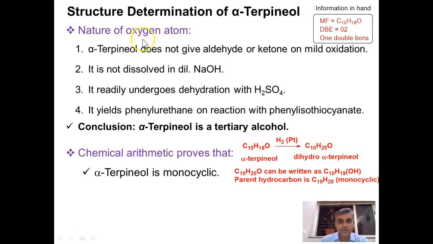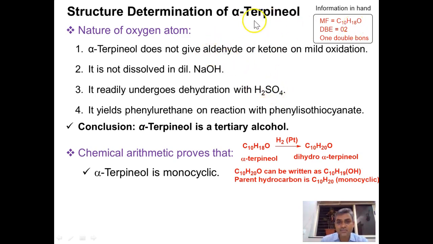Now let us see the nature of oxygen in alpha terpineol. For the nature of oxygen we have 4 evidences, 4 chemical experiments. This third experiment is very important. Alpha terpineol undergoes dehydration with H2SO4 readily. Dehydration is a characteristic reaction of tertiary alcohols, therefore it is suspected that alpha terpineol is a tertiary alcohol. Tertiary alcohols are reluctant to undergo oxidation under mild conditions, and it is also observed that alpha terpineol does not give an aldehyde or ketone on mild oxidation. Therefore, these two results conclude that the oxygen may be a tertiary alcohol.